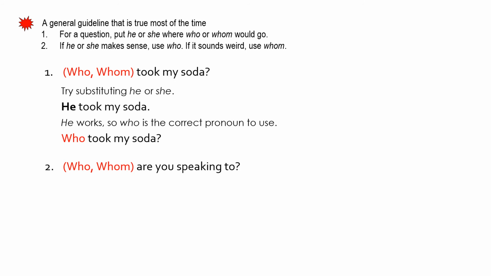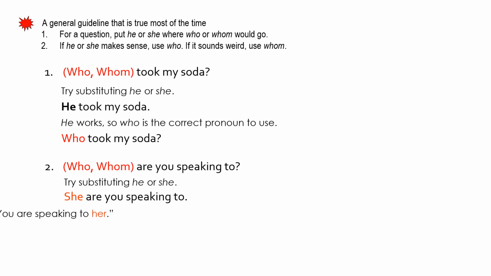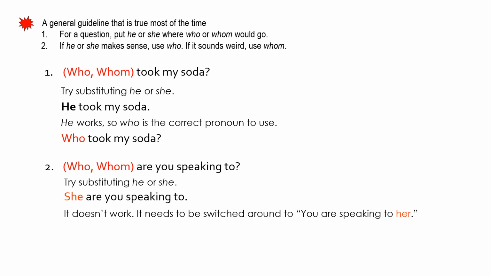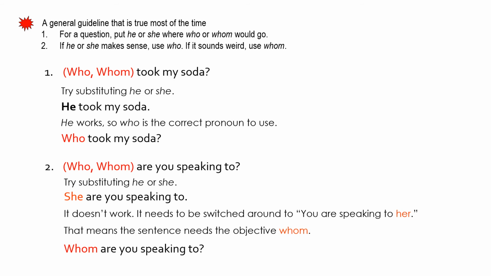Number 2: Whom are you speaking to? Try substituting he or she. She are you speaking to? It doesn't work. It needs to be switched around to you are speaking to her. That means the sentence needs the objective whom. Her is the objective pronoun, so we would use whom. Whom are you speaking to?